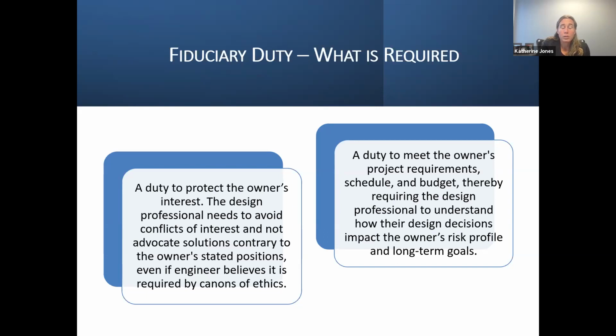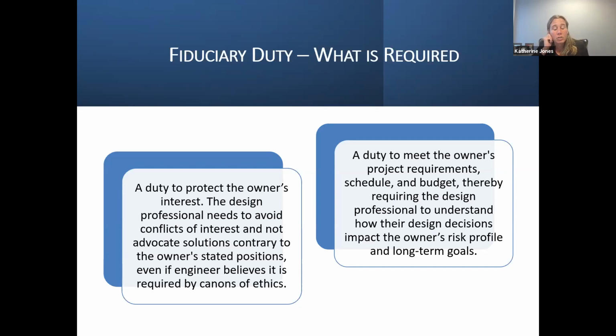The canon of ethics also indicates that engineers shall not accept compensation from more than one party for services on the same project, unless the circumstances are fully disclosed and agreed to by all parties. There you get into avoiding conflicts of interest. The canon of ethics also indicates that engineers shall not solicit or accept financial or other valuable consideration from outside agents in connection with the work for which they are responsible. So all of that is consistent with the canon of ethics.